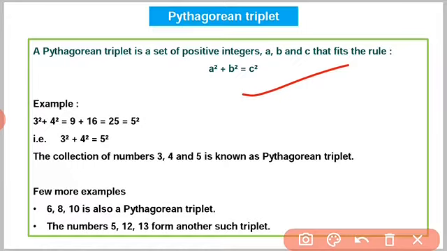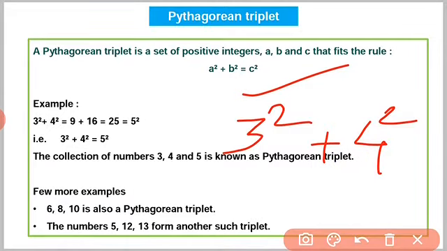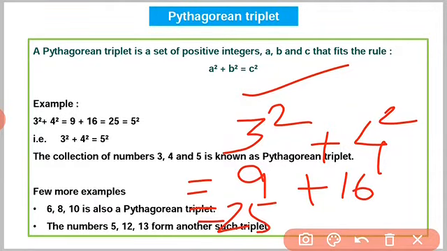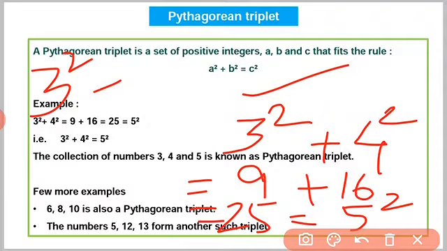Let's take an example. If we add the squares of 3 and 4, what do we get? 3 squared is 9, whereas 4 squared is 16. When we add their squares we get 25, which is the square of 5. So we can say that 3 squared plus 4 squared is equal to 5 squared.